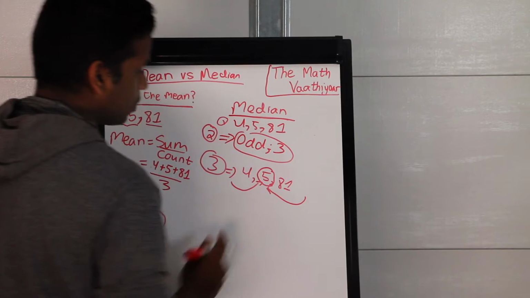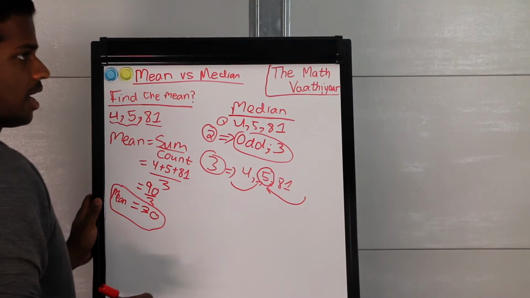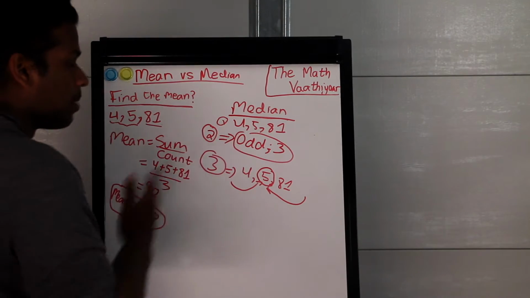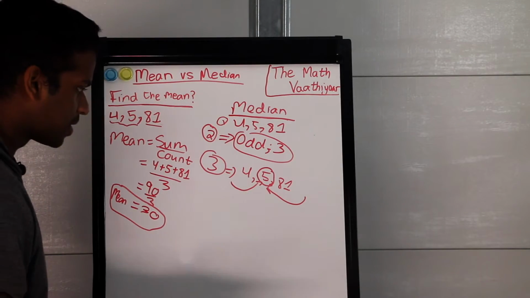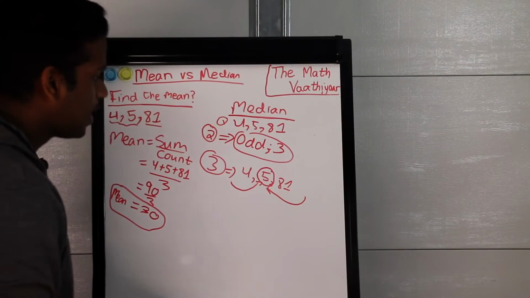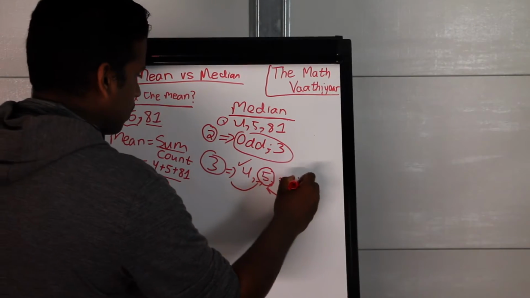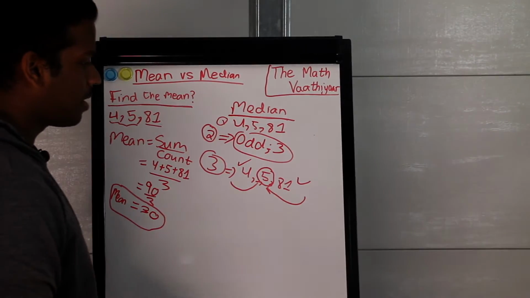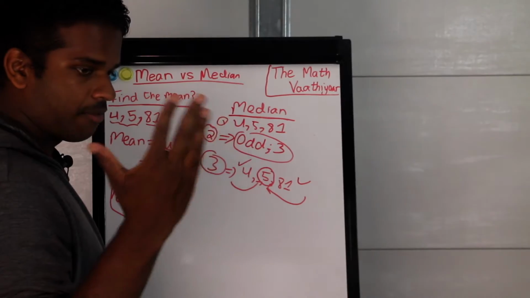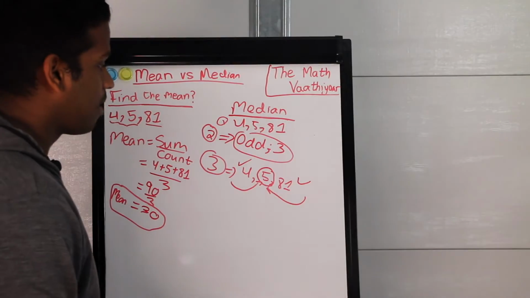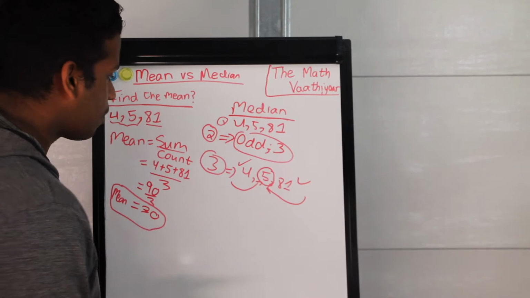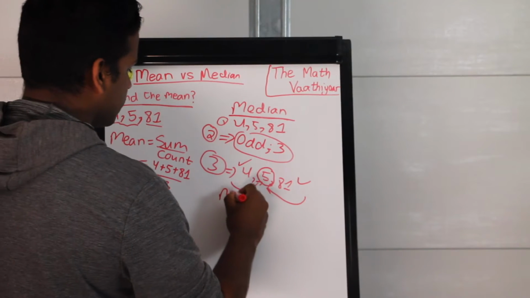Let's do our steps to check if this number that we have circled here is the median. Do we have an equal amount of numbers on the left and the right? Yes. There's one value that is greater than 5, and there's one value that is lesser than 5 in value. Therefore, 5 is the median.